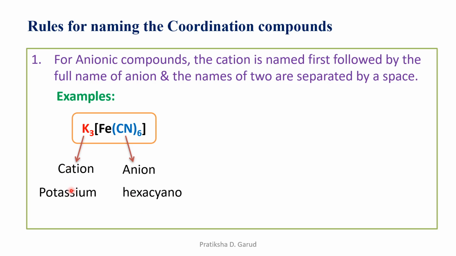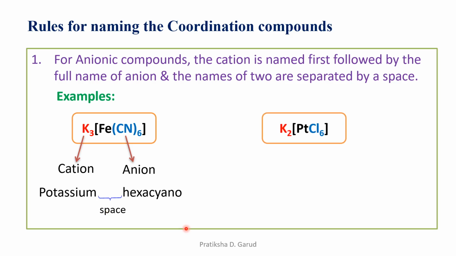So according to the first rule, for the anionic complex, we first write the name of the cation, that is potassium, then the name of the anion, that is hexacyano, and we put a space in between the cation and the anion. So this is the first example.